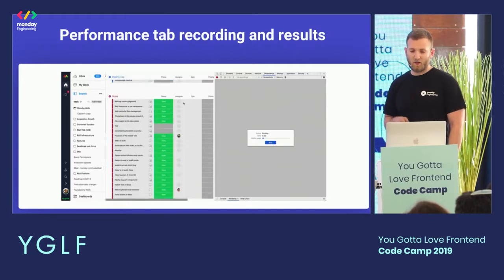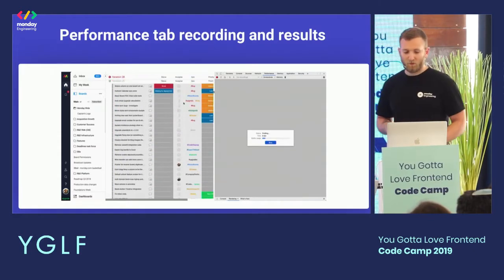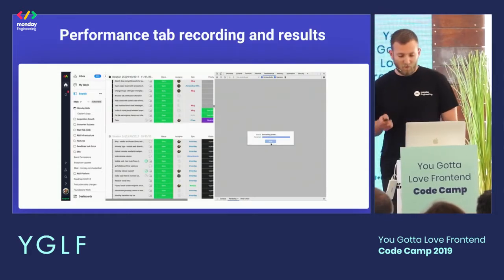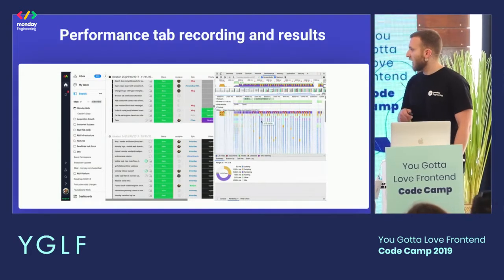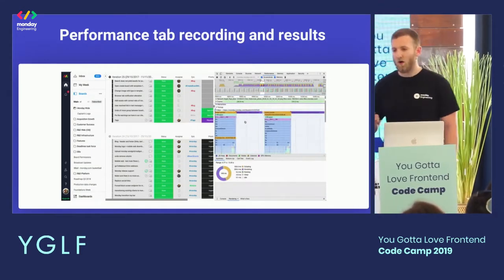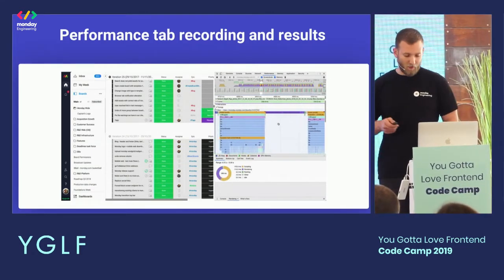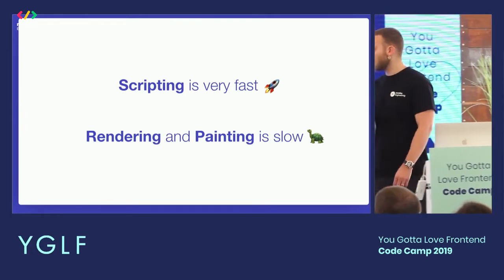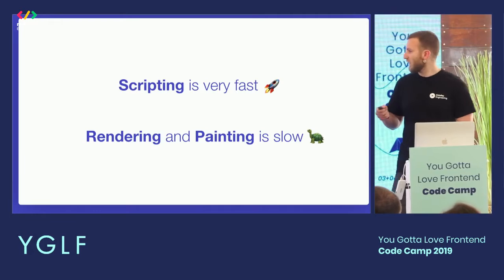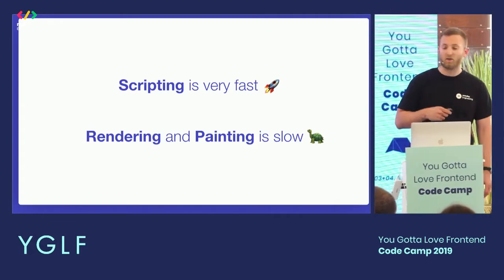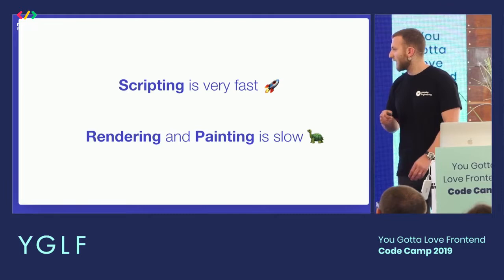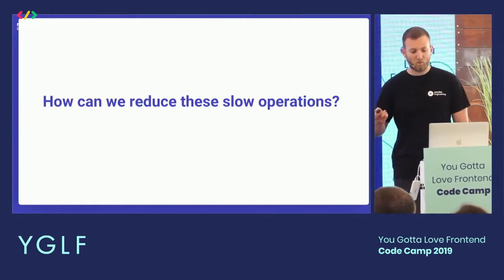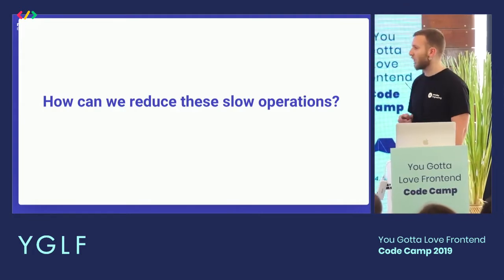If you want to measure the performance, we can, for example, use the Chrome DevTools. We scroll down the page, we record the screen from the performance tab, and then we can analyze the results. We will dive into it later to show how we can do it in an easy way. So in general, scripting, JavaScript is very fast, and rendering and painting is slow. DOM manipulation is also fast. We can modify the DOM, we can search elements very quickly, but the consequences, such as rendering and painting, are slow. So we want to find ways to reduce these slow operations.